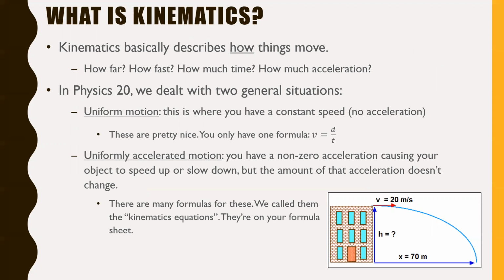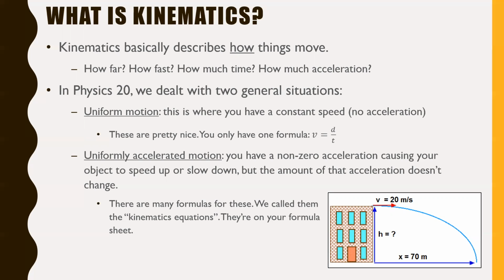Now in physics 20, we dealt with 2 general situations. We looked at uniform motion. This is where you have a constant speed, or in other words, there's no acceleration. Your object is not speeding up, it's not slowing down. It is moving at a nice, predictable speed. For example, if you're on the highway and you're setting your cruise control to 100 kilometers per hour, that is uniform motion more or less because you are maintaining a constant speed of 100 kilometers per hour.